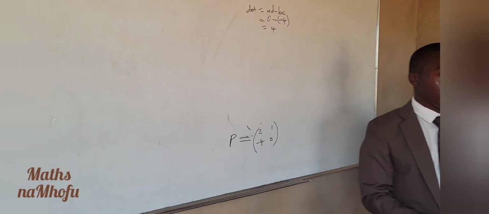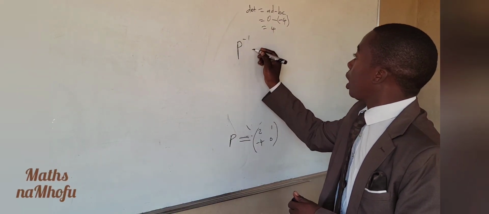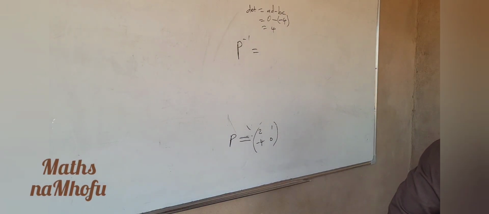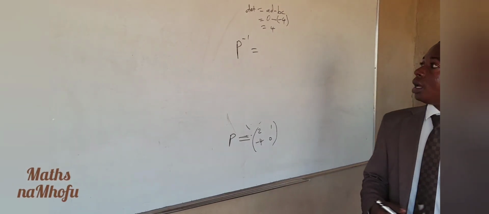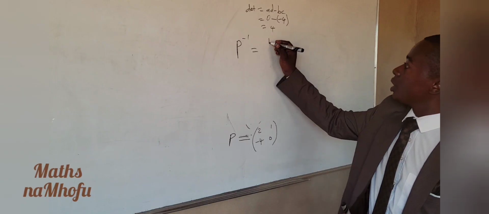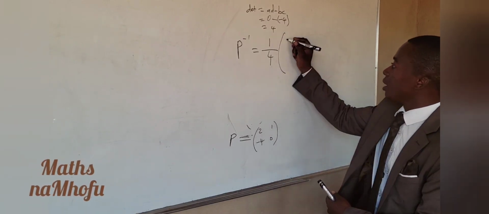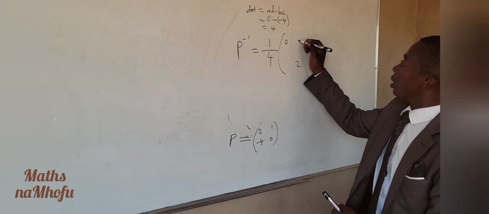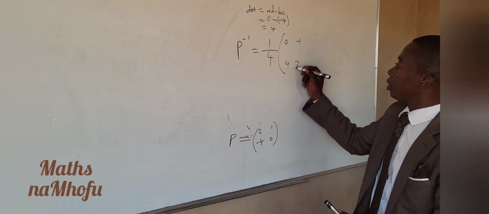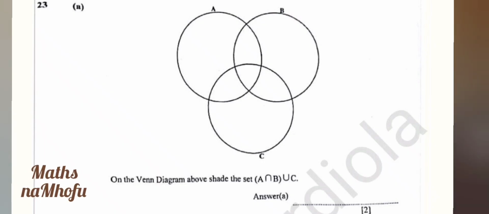0 minus 4, that's a what? A negative 4. And how do we get the inverse? Its inverse is 1 over determinant, which is 1 over 4. And then you switch these ones, right? 0 here, 2 here. These ones, they will change signs. So 1 over 4, 0 minus 1, 4, 2.